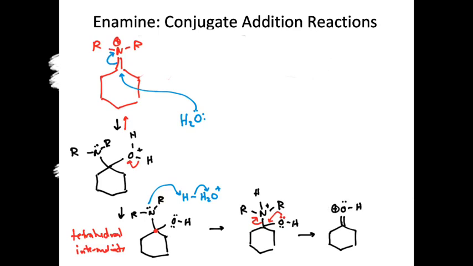This would, of course, make our oxygen positively charged. Does the oxygen want to be positively charged? Nope. So what could happen? It could take electrons from the pi bond.